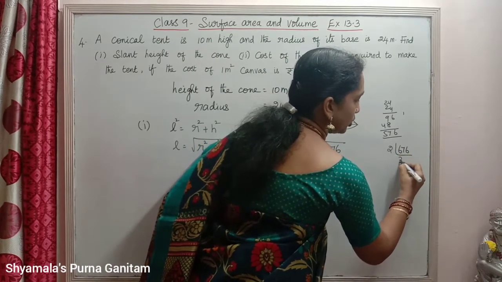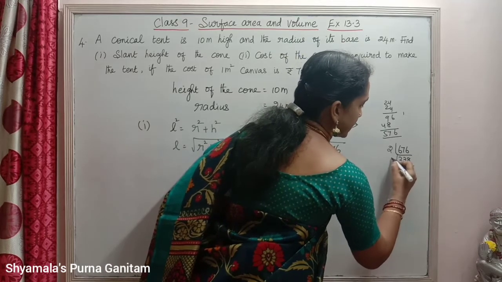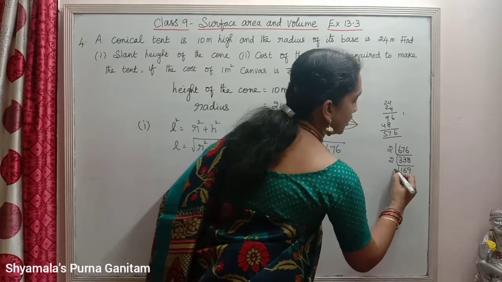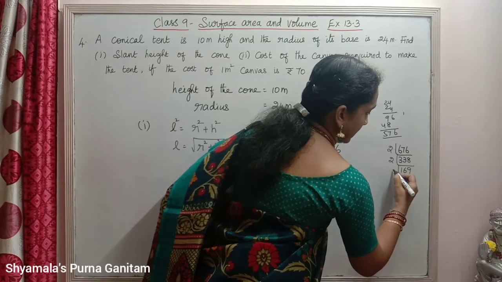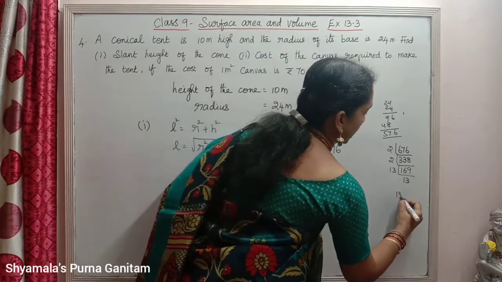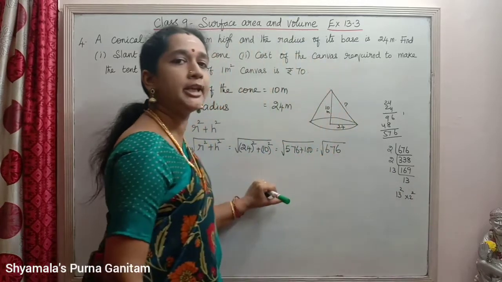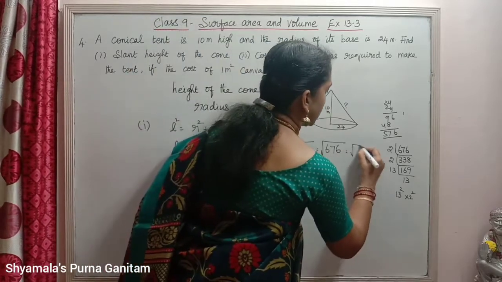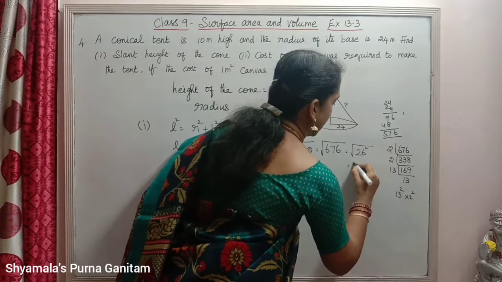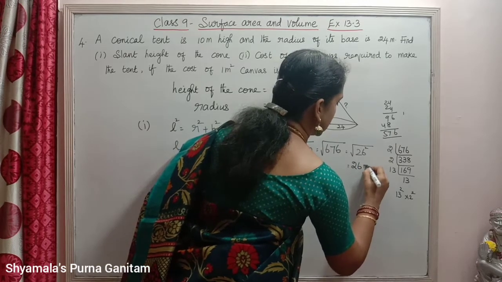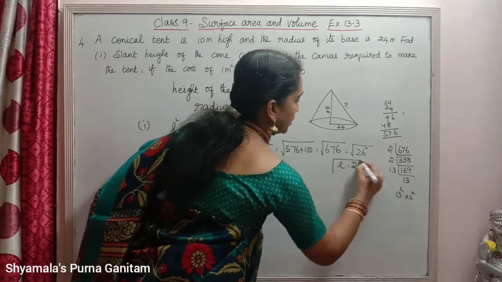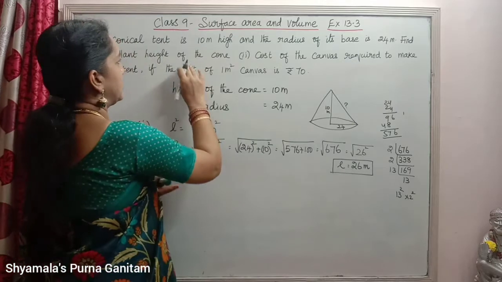In the 2 table, 2 3s are 6, 2 8s are 16, and so on. Then again with the 13 table, 13 13s are 169. So 676 is 13 squared into 2 squared, so that will be 13 into 2, 26. So this is equal to root of 26 squared. So the slant height is 26 meter. Since it is given in meters, the slant height L is equal to 26 meter. This is the first answer.